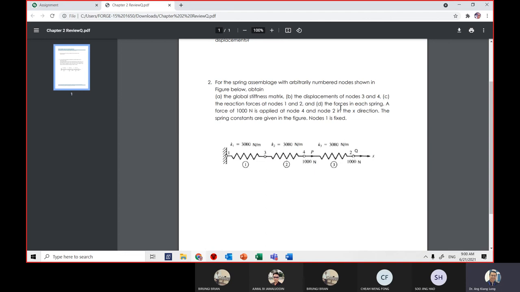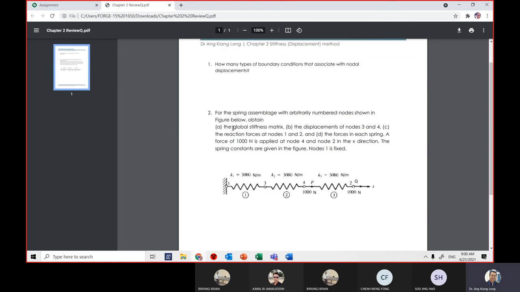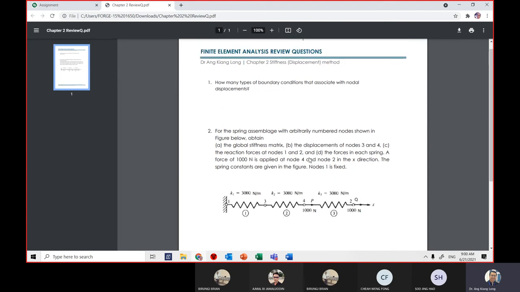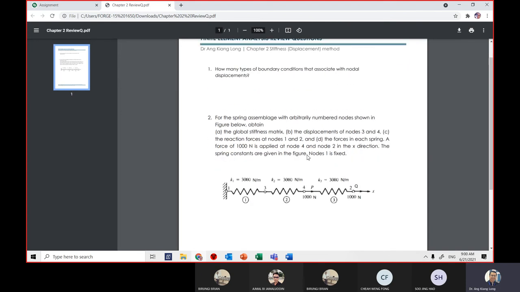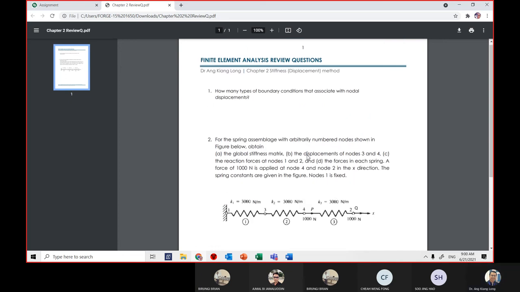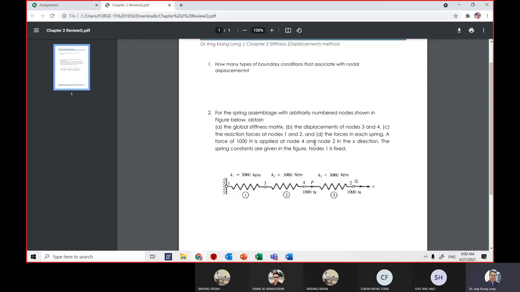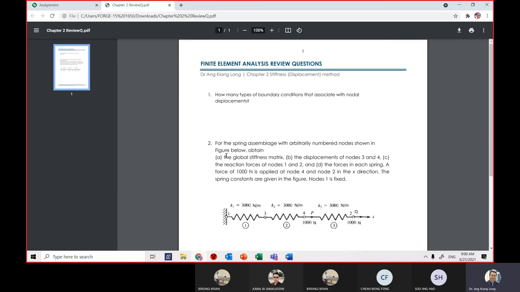Force at each spring, a force of 1000 Newton applied to point number four and point number two here, which are both 1000 Newton. Spring constant is given in the question. So try to find A, B, C, D. Pass up your answer before next class.